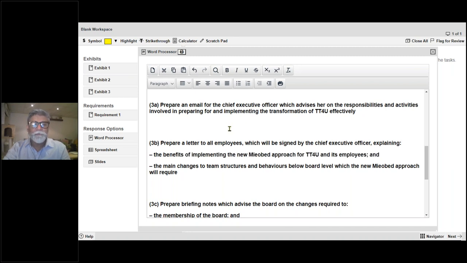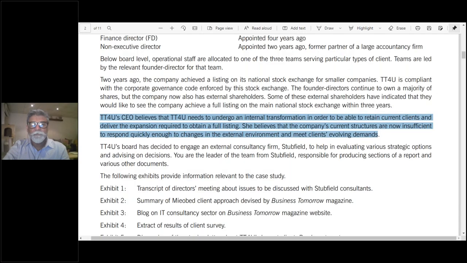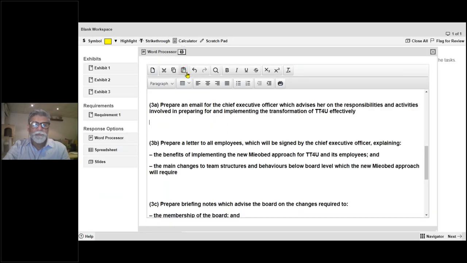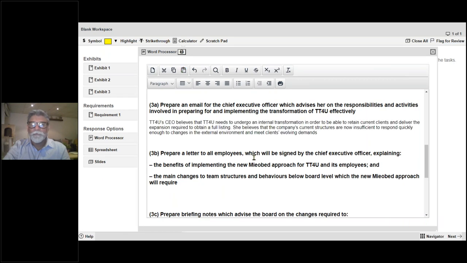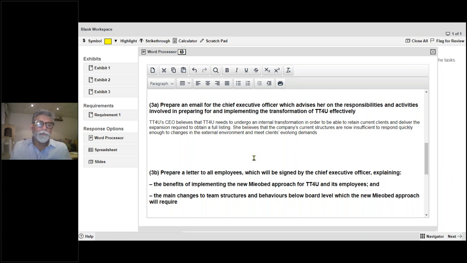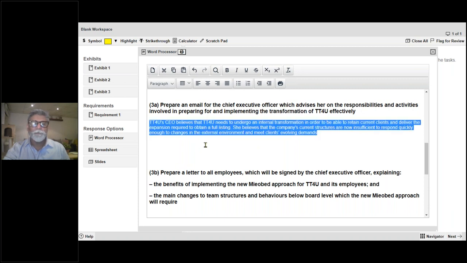Okay, so let's Control C and paste it here. Okay. Because I saw the word transformation and the requirement was about transformation, I have just brought that information here.